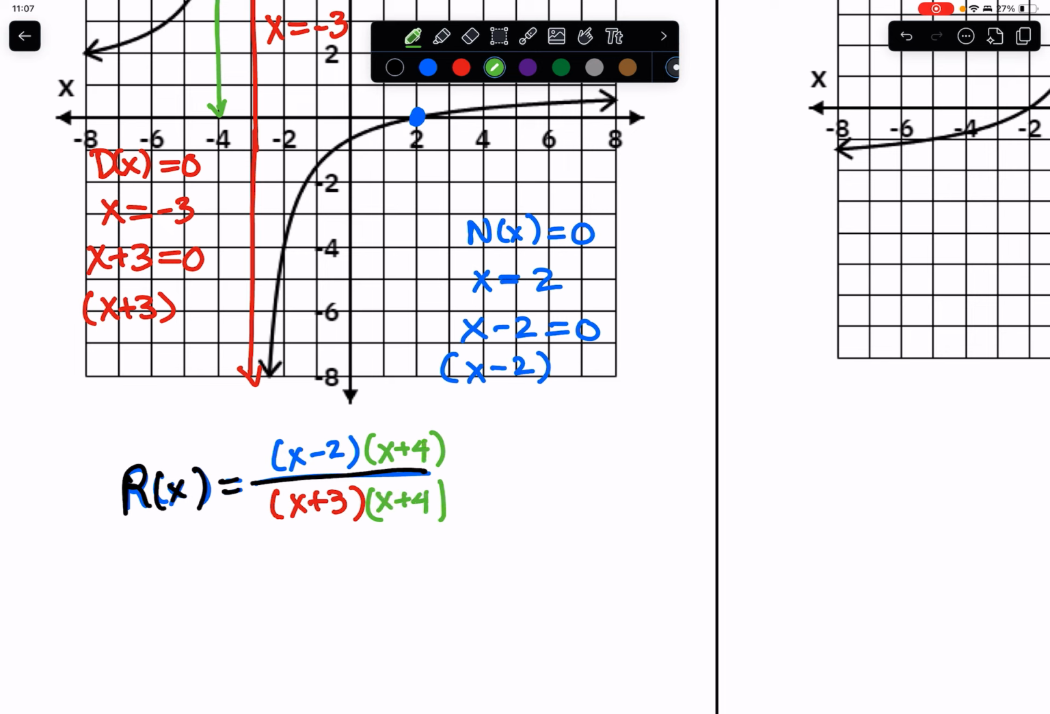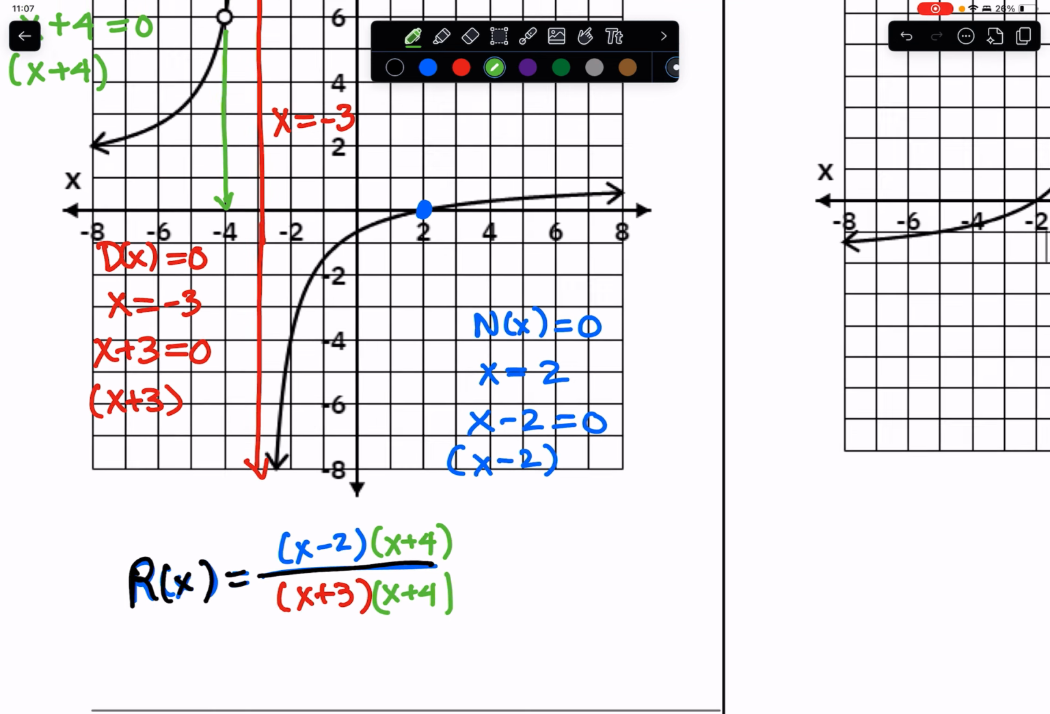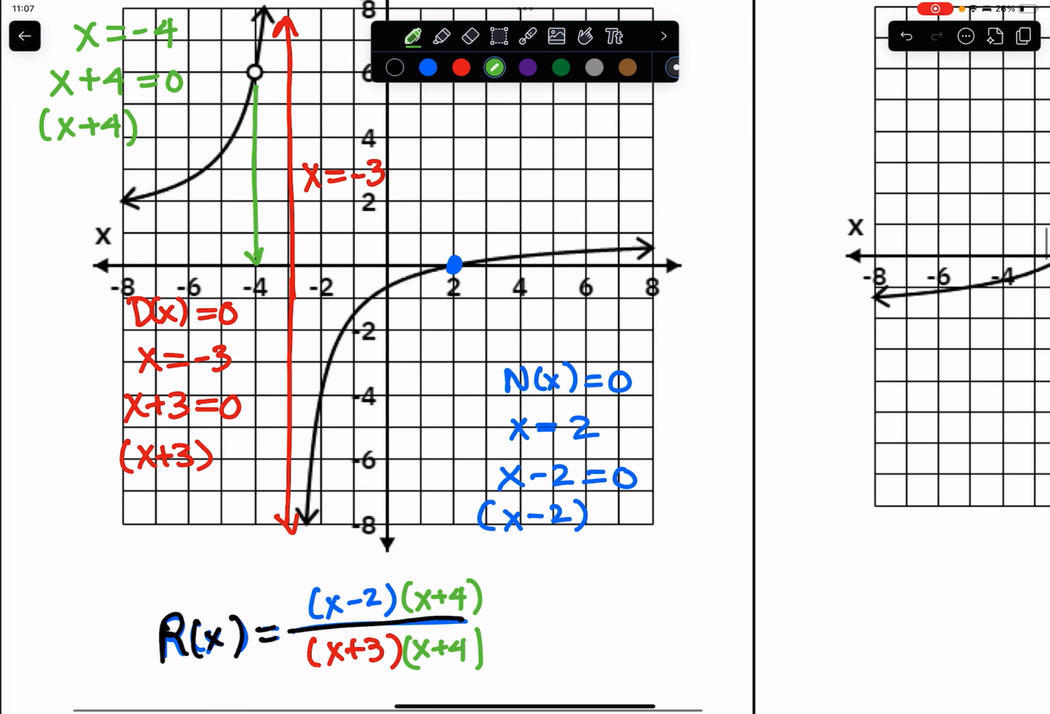So simply reverse engineering this, understand that we have holes when our numerator and our denominator match. We have a vertical asymptote when our denominator doesn't match up with the numerator, and we have a zero when our numerator doesn't match up with our denominator. So this would be the equation to represent this concept right here, where we have a zero at 2, a vertical asymptote at negative 3, and a hole at x equals negative 4.